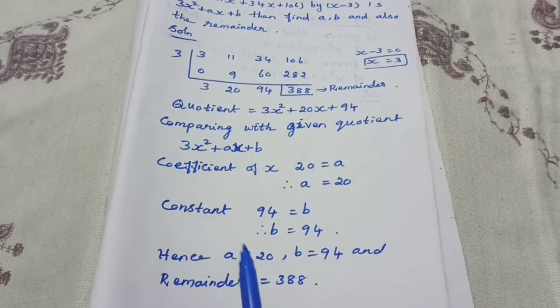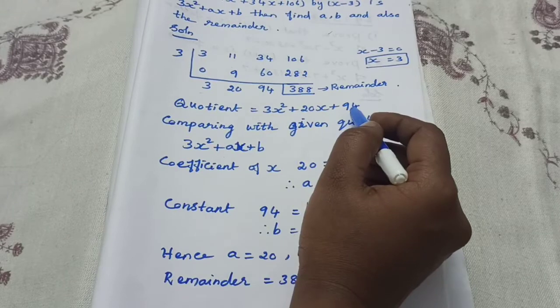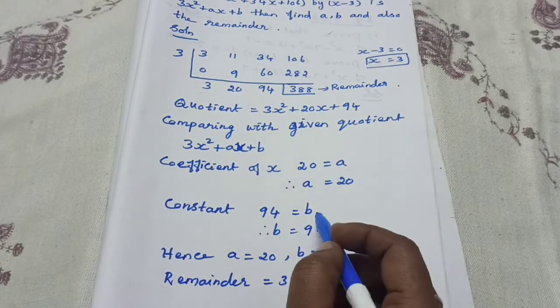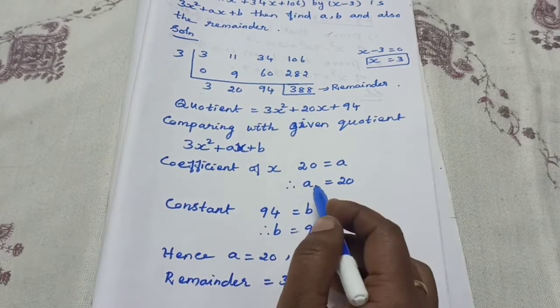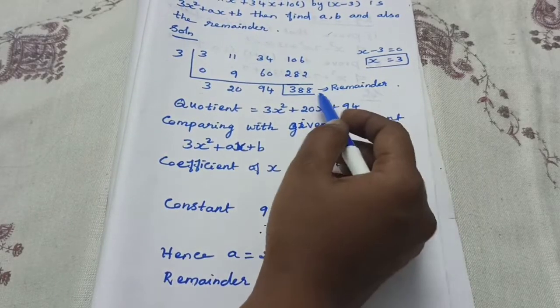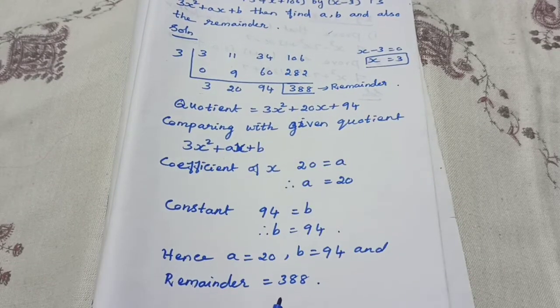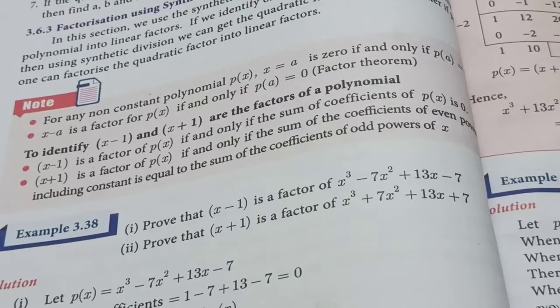Then the constant: here the constant value is 94, there it is b. So 94 is equal to b, therefore b is equal to 94. Hence we get the answer: a is equal to 20, b is equal to 94, and the remainder is this one. Did you get this answer? Have you all completed? Very good.